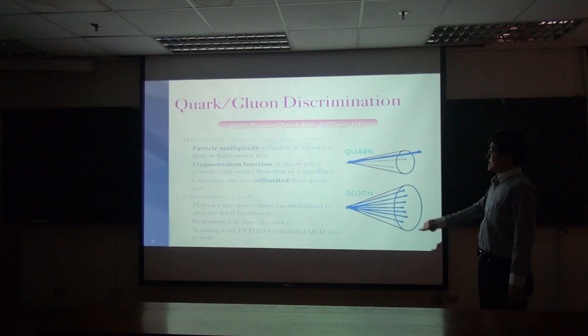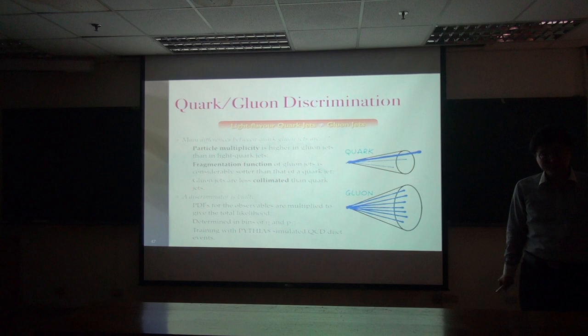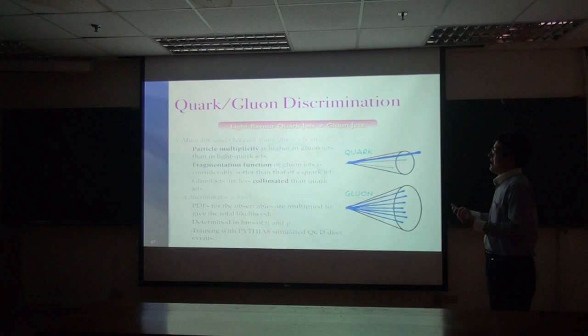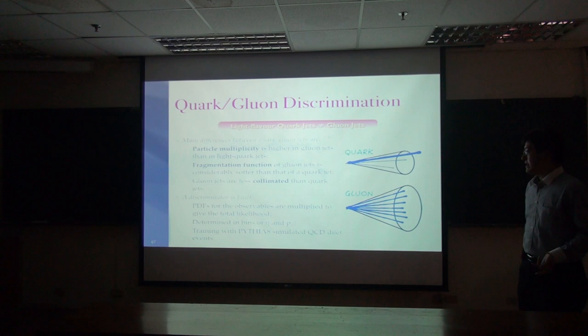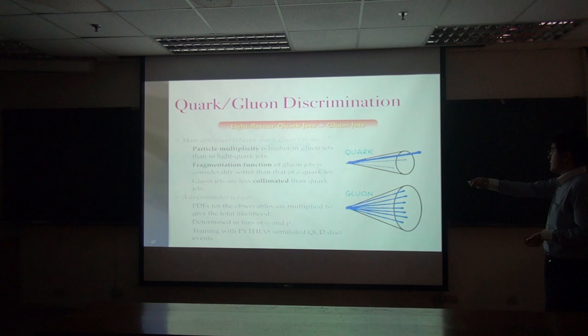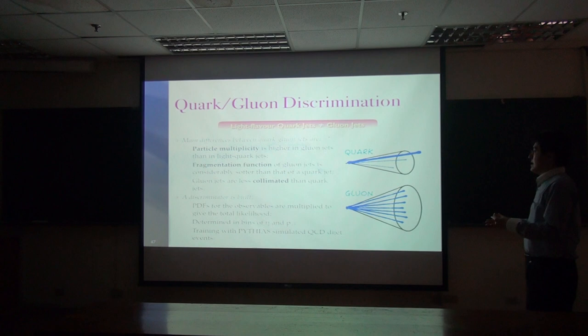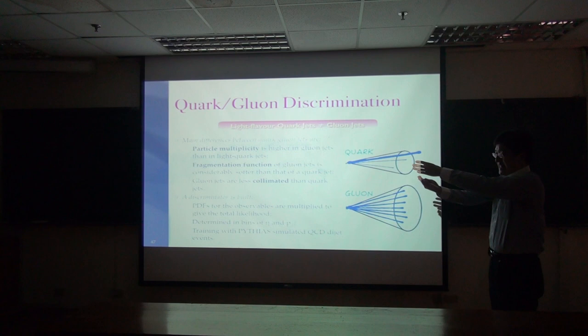The basic ideas are something like this. First, usually gluons generate more particles, a so-called higher particle multiplicity within the cone. So gluons have more particles. The second thing is that gluons and quarks have different fragmentation functions, so they will generate different shapes. For example, usually a quark will be stronger in its radiation than a gluon, so it will become a little bit more collimated, meaning that there is a so-called main core and the others will be like soft radiation.